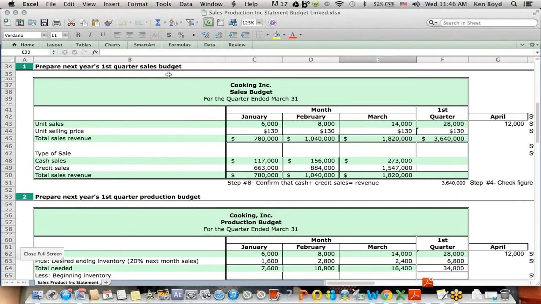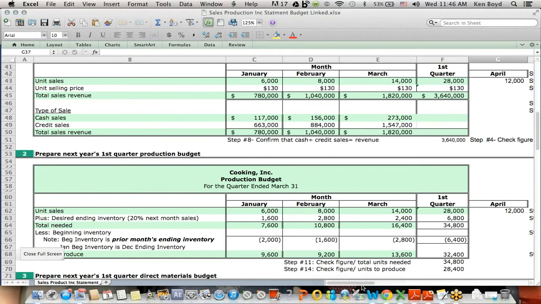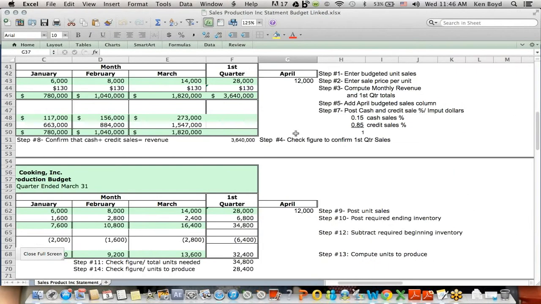So the first thing we do in step one here is prepare a sales budget. We're given unit sales per month, a selling price per month. We multiply and we come up with sales revenue. Then what I did was I said, off to the right, 15% of sales are cash, 85% are credit.